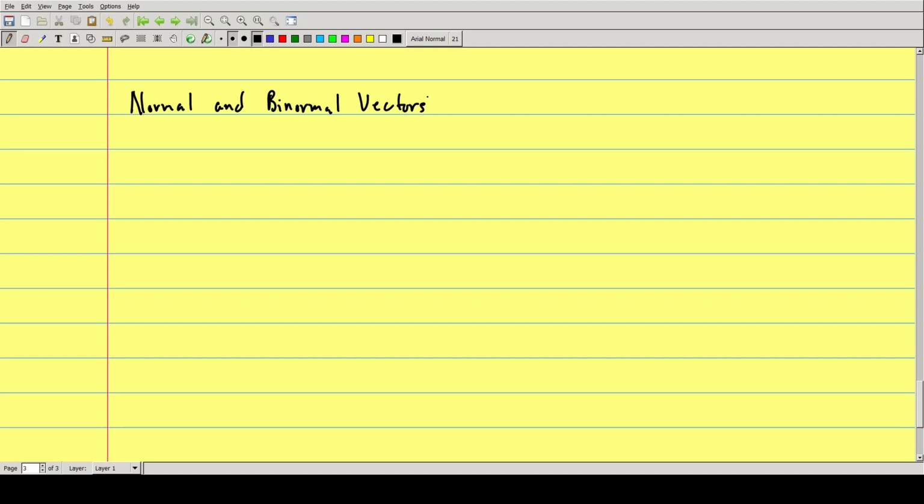Now, in addition to the notion of a tangent vector, we also have a normal vector and a binormal vector for traveling along our space curve.